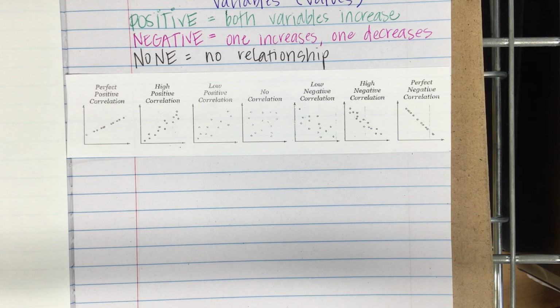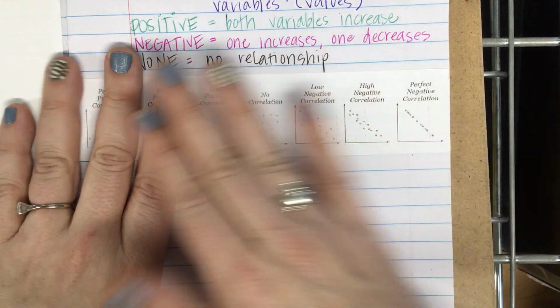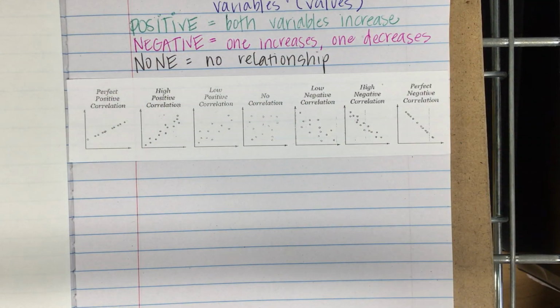There's no correlation in the middle. Then there's a low negative. Even though it's not a very strong negative, you can tell that the data tends to decrease. A high negative, perfect negative. So this is our visual of correlations. Questions about correlations? Pretty self-explanatory, right? Positive increases, negative decreases, and then there could be just no correlation.